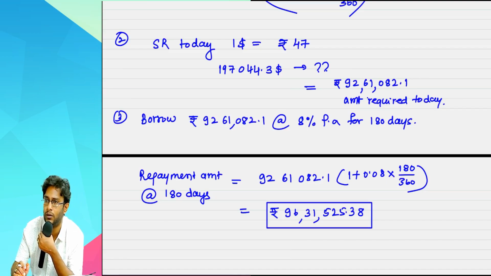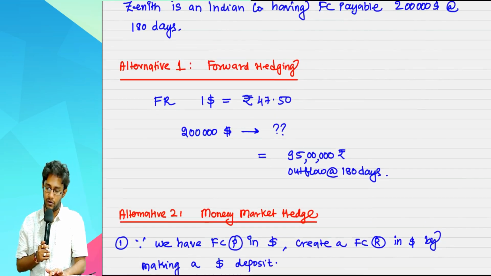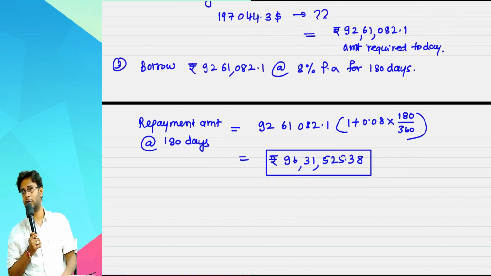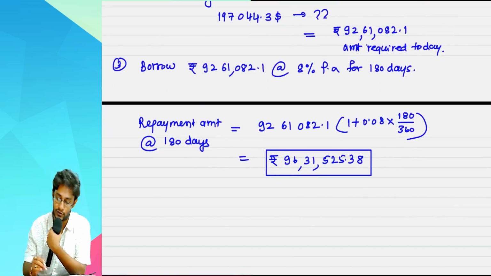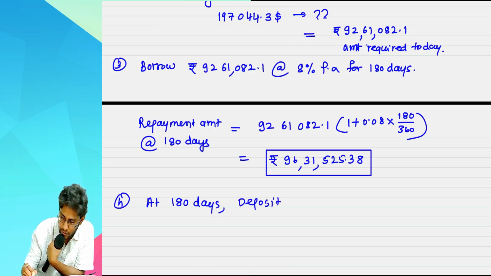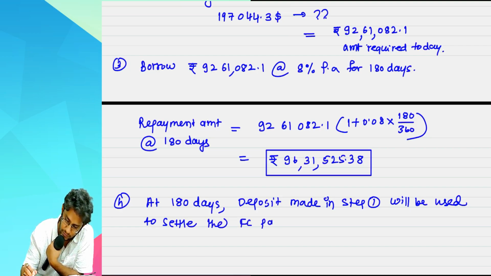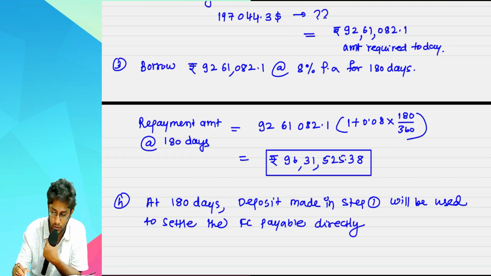Not right, huh? Correct only? Right. The option is gone already. Why is this gone? Forward contract outflow is how much? 95 lakhs. It already crossed 96. This is waste. But still you have to finish off. At 180 days, the deposit made in step 1 will be used to settle the FC payable directly. Done.